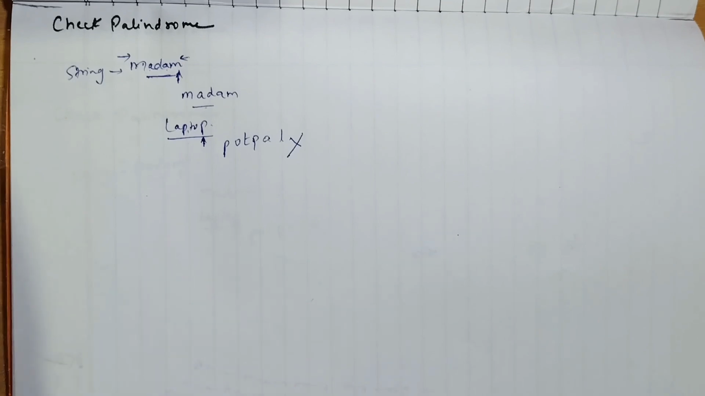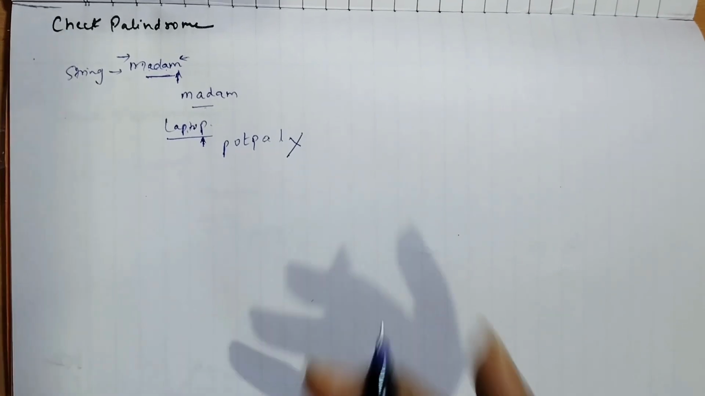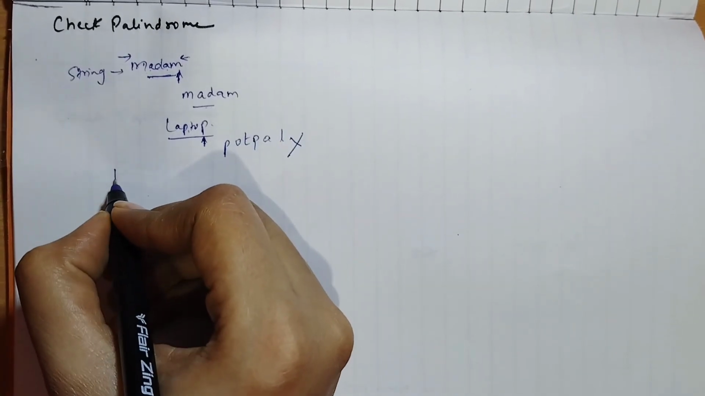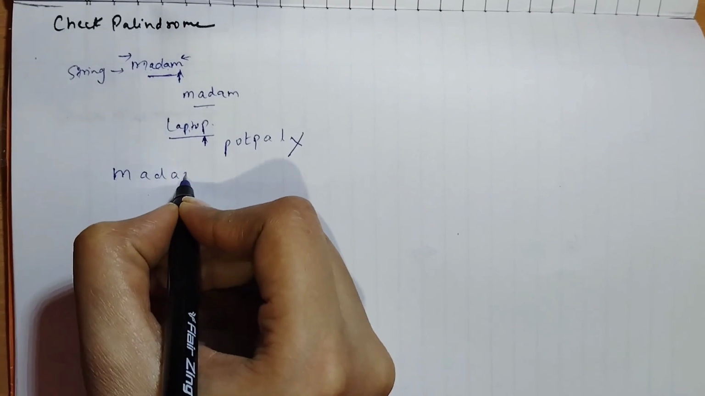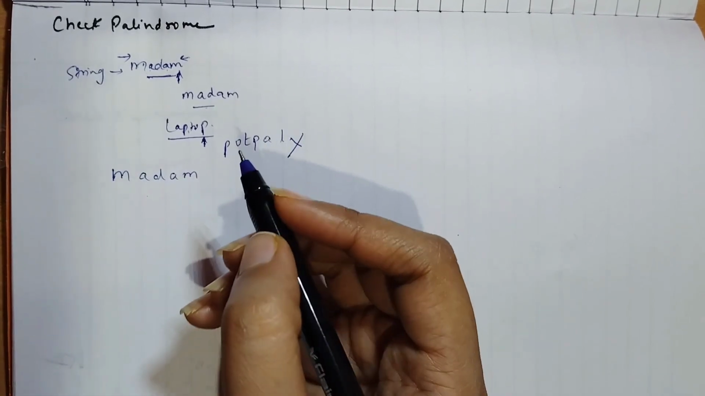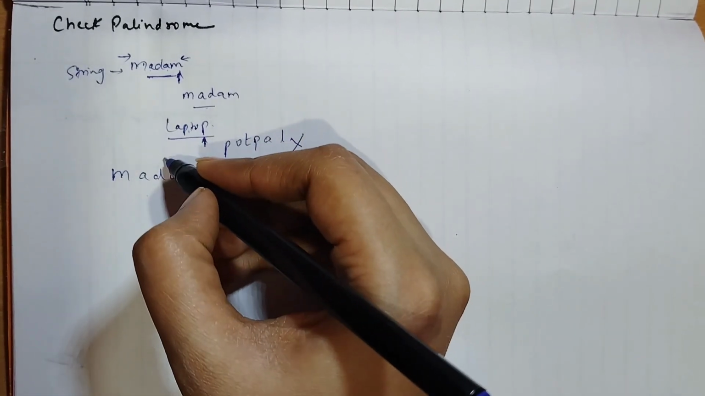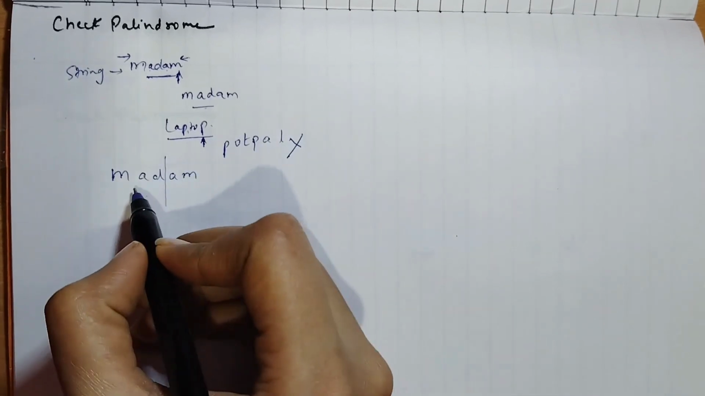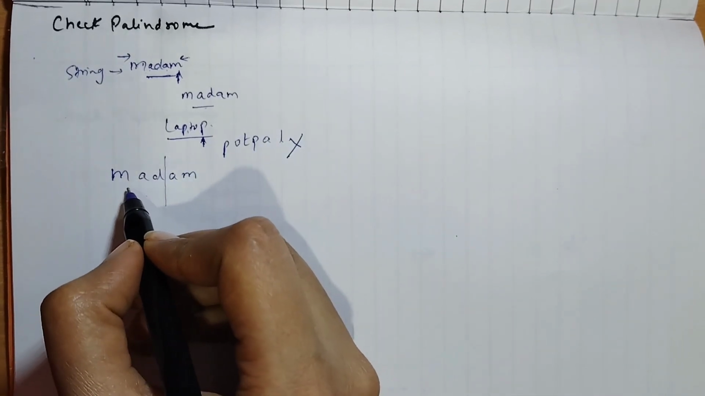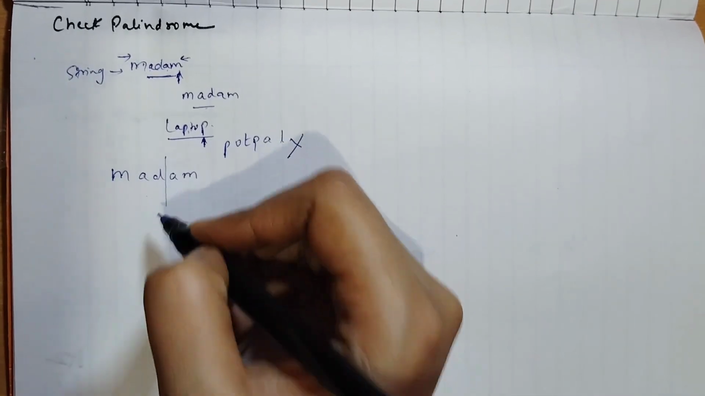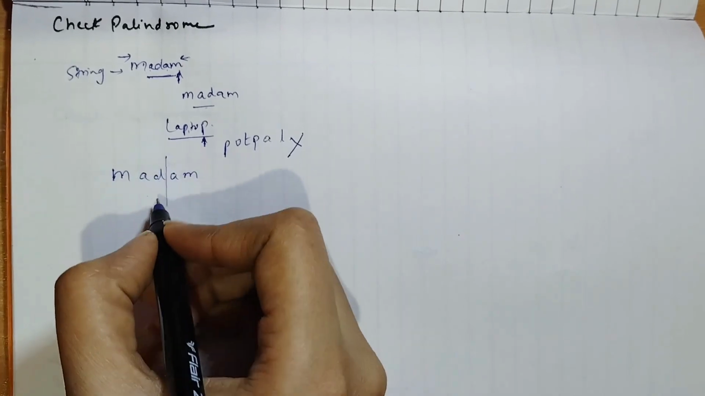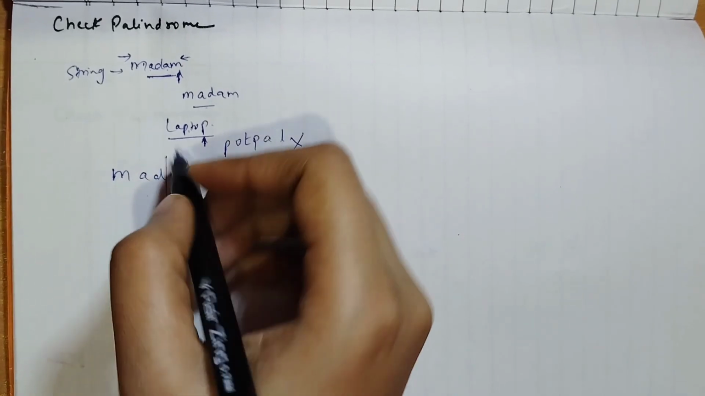Let me tell you. There is a trick to write code. So I'll write our example, that is madam. Now we have to divide it from middle. This string, I'm talking about the string, we have to divide this string from middle. Madam's length is odd. That's why I'm dividing from here.